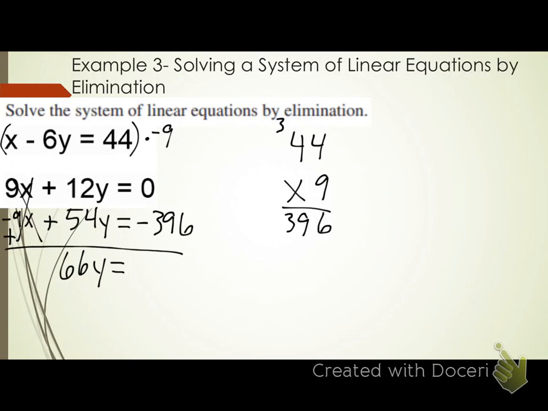66y, and 0 plus negative 396. Negative 396. From here, how would I get y by itself? Divide by 66 on both sides. Now, negative 396 divided by 66. 6. Negative 6? Yeah. So y equals negative 6. Any questions how we got that?